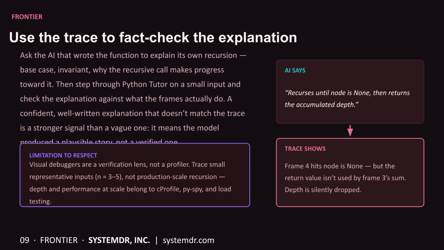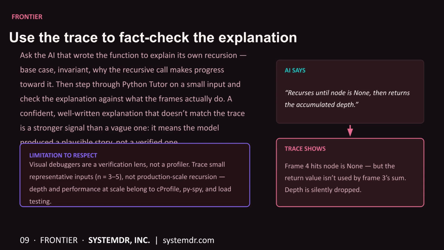This is a stronger signal than it might first seem. A vague or hedged explanation is at least honestly uncertain, but a confident, fluent, well-structured explanation that doesn't match the actual trace tells you something specific. The model produced a plausible narrative, not a verified one. And plausible but wrong is exactly the failure mode that's hardest to catch just by reading code.